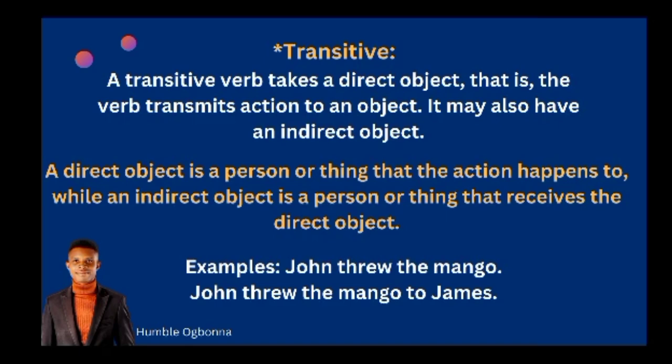John threw the mango. John is the subject, it is performing the action. Threw is the verb, the action. Mango is the object, the direct object. John threw the mango. And now the next one. John threw the mango to James. The mango is the direct object because John is performing the action on the mango. He is throwing the mango. But James here is the one receiving the direct object. So James is the indirect object. So these are examples of transitive verbs.